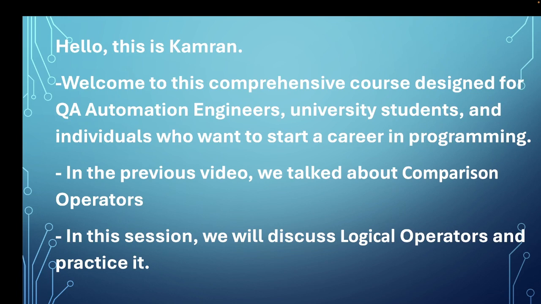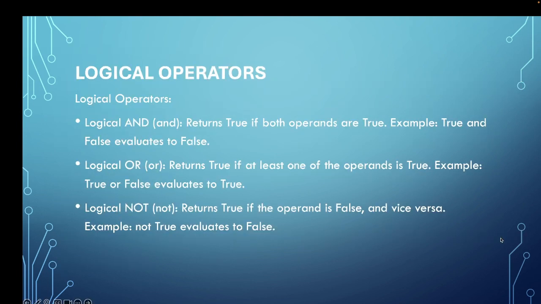In the previous video, we talked about comparison operators. In this session, we will discuss logical operators and practice it. Logical operators. We have various types of logical operators in Python, like logical AND, logical OR, logical NOT. Logical AND returns true if both operands are true. Logical OR returns true if at least one of the operands is true, and logical NOT returns true if the operand is false, and vice versa.